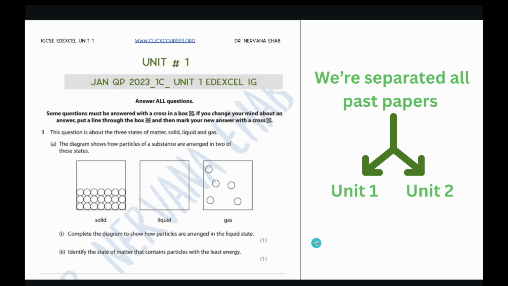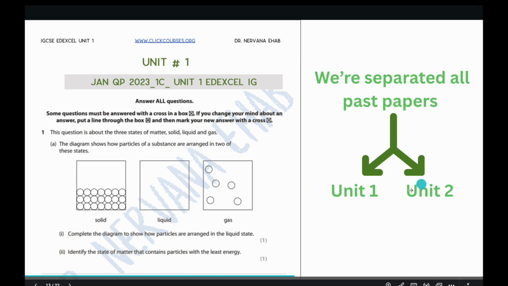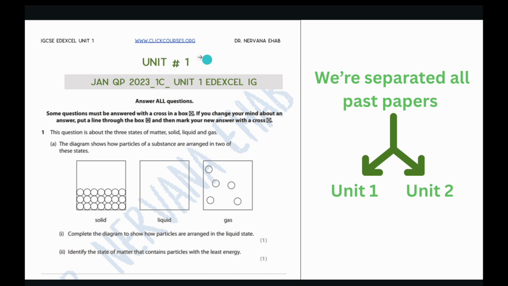And so we've separated these past papers, and this way you can practice only on Unit 1 when you want to. For example, you're sitting for Unit 1 mid-May, you can only practice on Unit 1. And then when you sit for early June for Unit 2, you can practice only on Unit 2. So we've done that, we've separated them, and that's going to be extremely helpful for you.